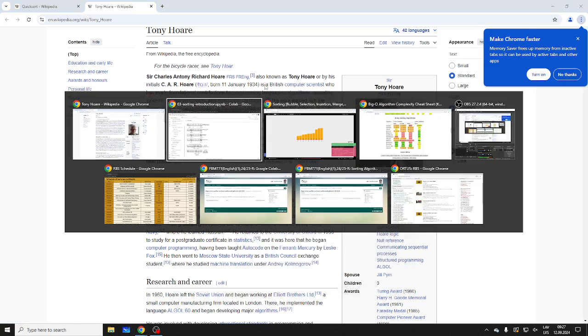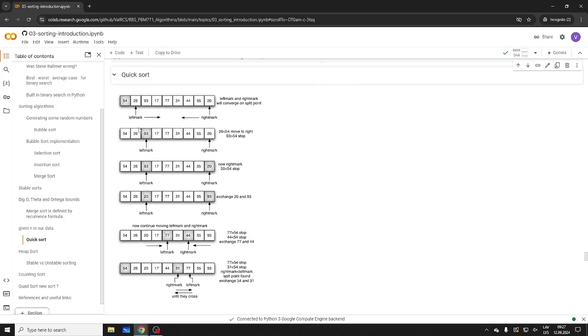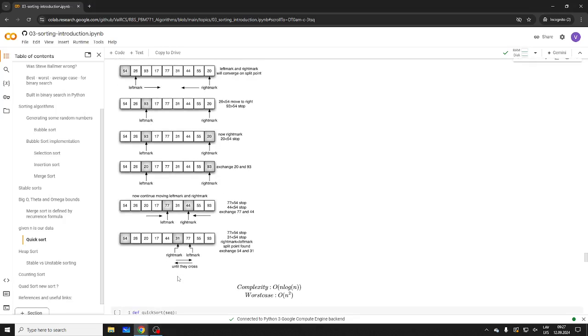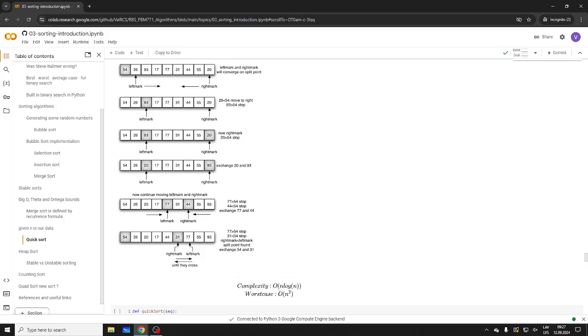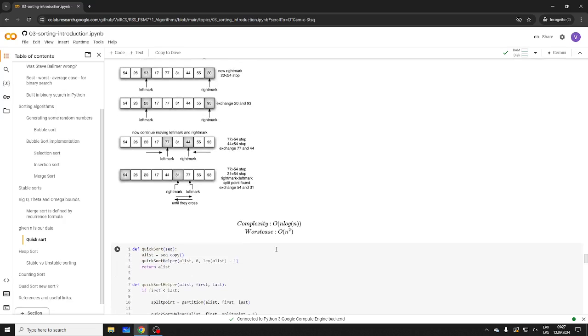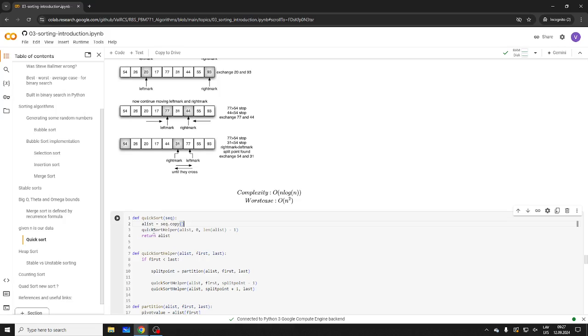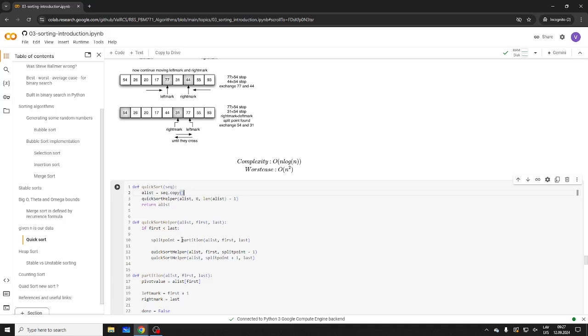Okay, going back to Quicksort. Hopefully you got that it's n log n, but the worst case is n squared. So this is Quicksort. We have a list, but in this case I'm going to use a copy because we're going to be testing how Quicksort works. We're going to have a helper. Notice how it works.